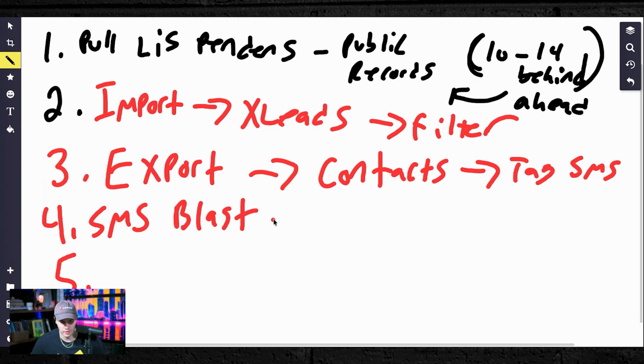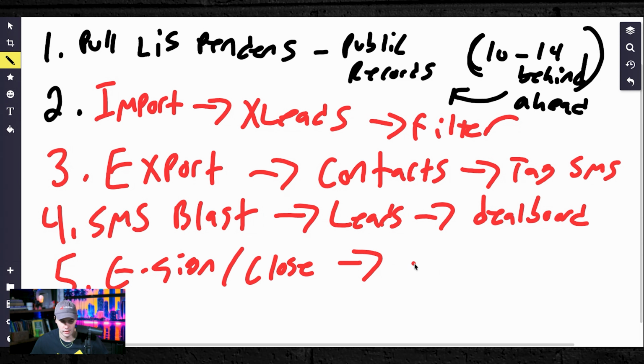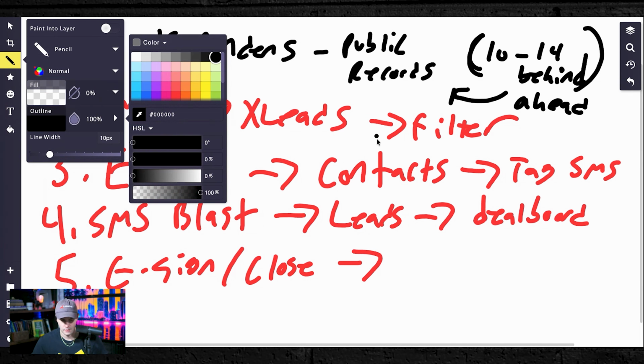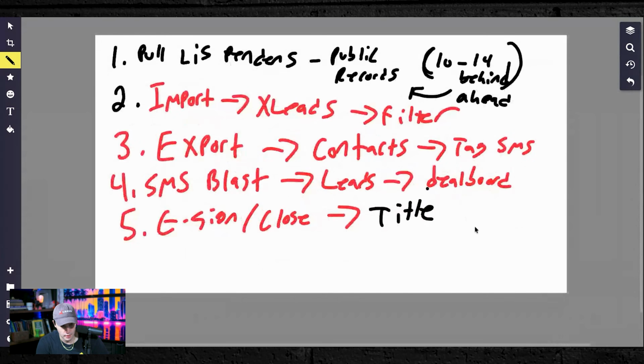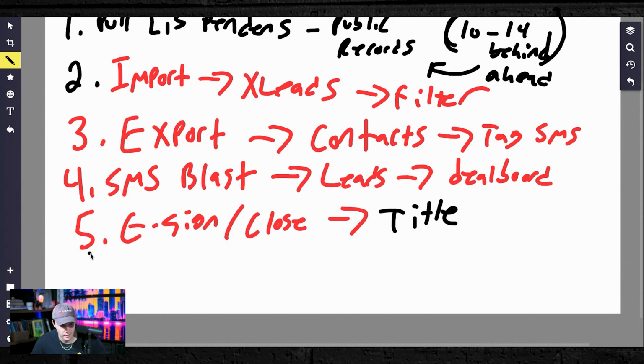Then you're going to obviously get the leads into the deal board. You are then going to e-sign with XLeads or whatever you're going to do, close the seller on the deal board. And now you have a signed contract. That goes to title. That obviously is going to go to title. Oh, okay. We need some more room here. I was getting a little too excited here. Then 6, that's XLeads also.